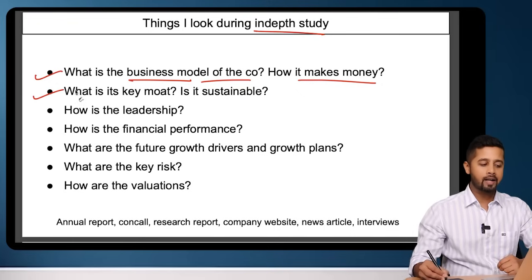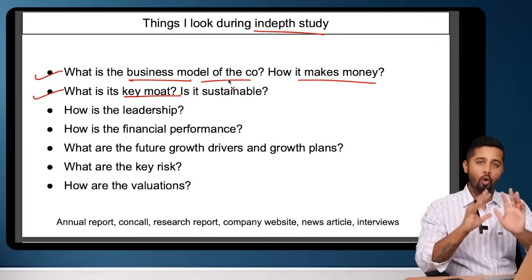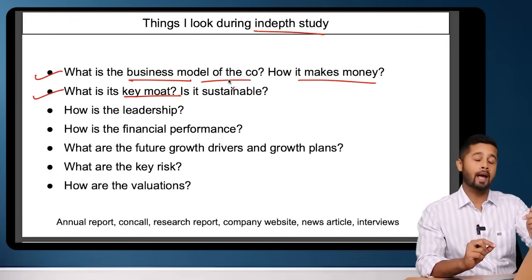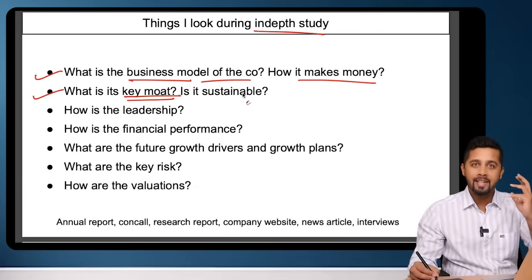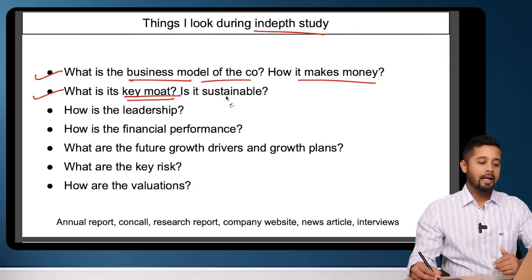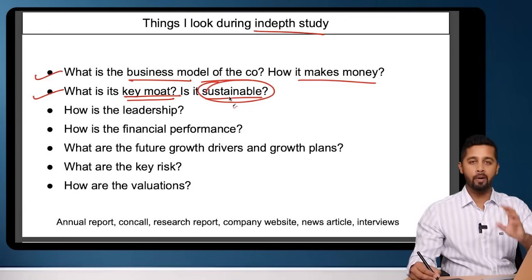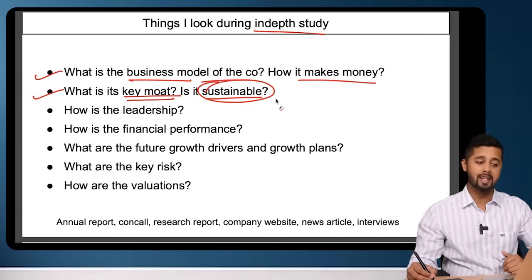The second thing I look at is the key moat of the business. Ultimately, there are so many companies in a particular sector. So for a particular company that I'm studying, if it has to do well, it has to have a key moat. Key moat in the sense, the strength that makes it unique. If that strength is there, only then is it going to be sustainable. Because if the moat is not there, it is not going to be sustainable.